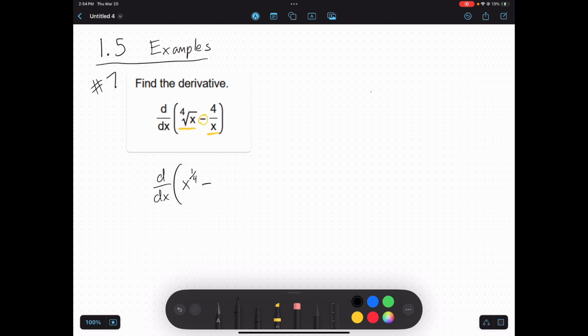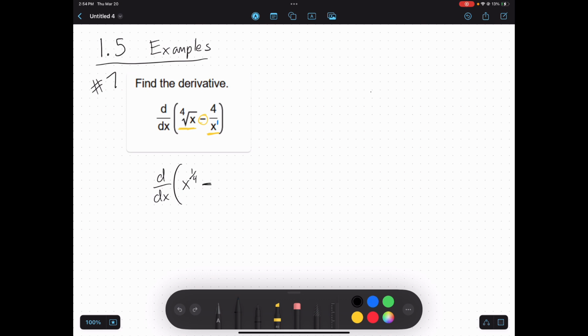What about my second term? 4 over x. Once again, you might look at this and say, we didn't cover stuff like this, but remember, if I just have an x, I can always attach an exponent of 1 to it. Well, now I have a power function in the denominator. And if you ever have a power function in the denominator, you can move it up to the numerator by giving it a negative exponent.